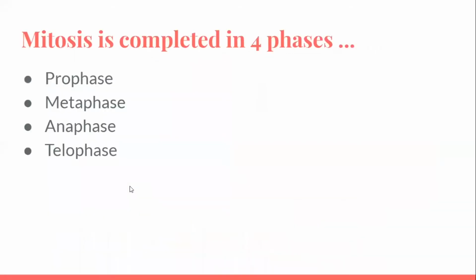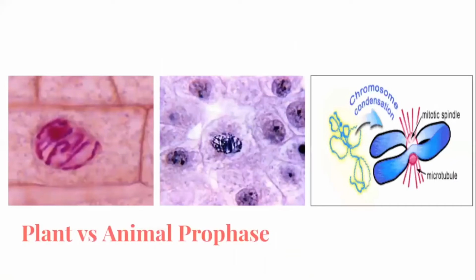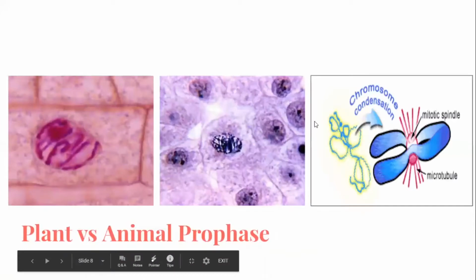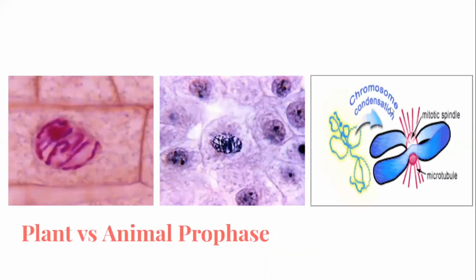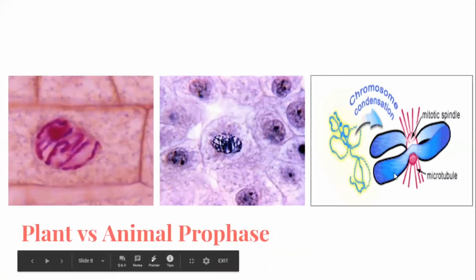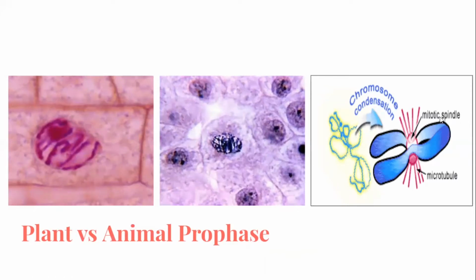So mitosis is completed in four phases. You have prophase, metaphase, anaphase, and telophase. First, we're going to talk about prophase. In prophase, you're going to have all that long, stringy DNA. The chromatin condenses into a chromosome, and this chromosome has two sister chromatids. They're called sister chromatids, and they're going to meet at the center at a centromere. Then you're going to have the nucleus start to disintegrate, and all those chromosomes start moving to opposite ends of the cell in order to divide.